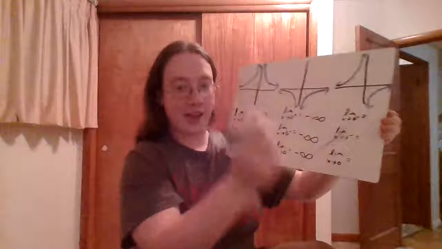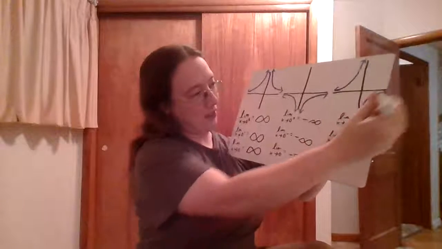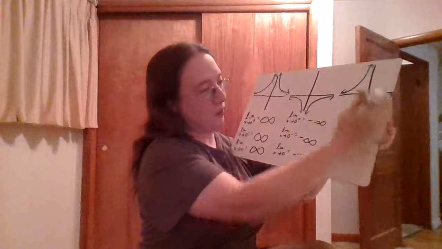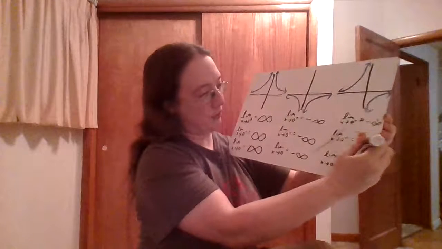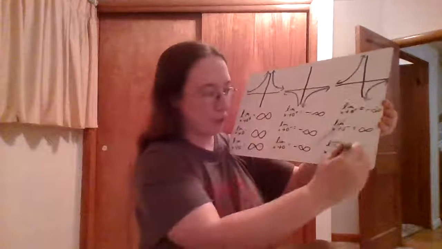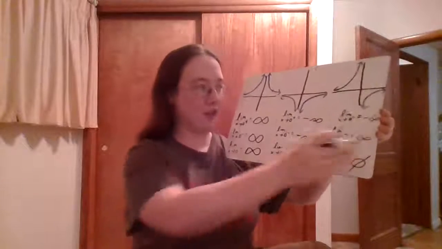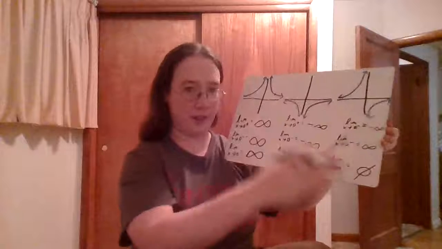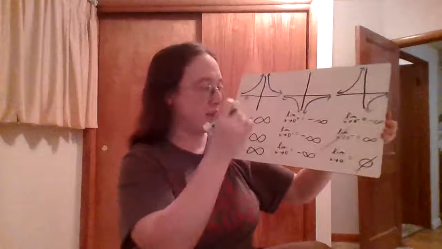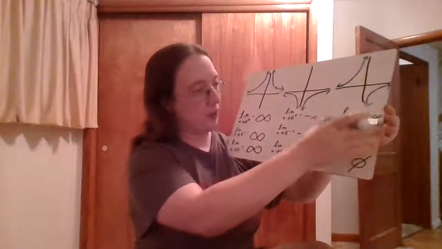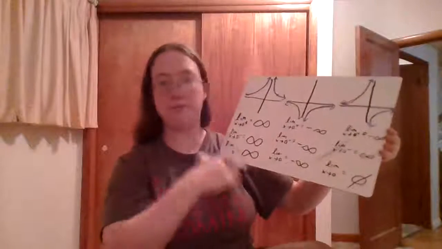Now, if they're not approaching the same thing, like if I'm getting closer to negative infinity from the right and positive infinity from the left, then your limit as a whole doesn't exist. We don't have a limit there because we're approaching different things from the left and the right. So if they're both positive infinity or both negative infinity, that's our limit. If one's positive and one's negative, no limit.